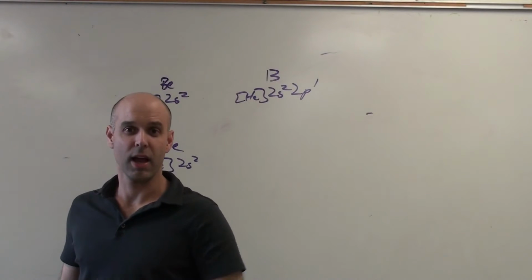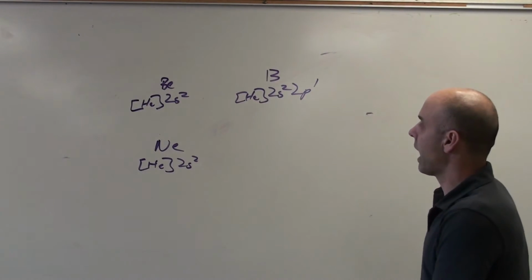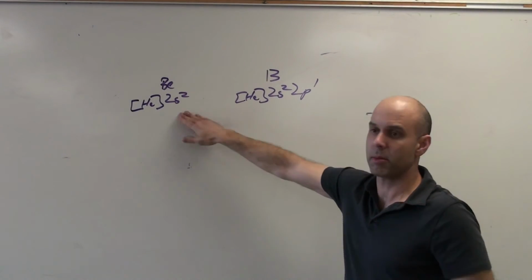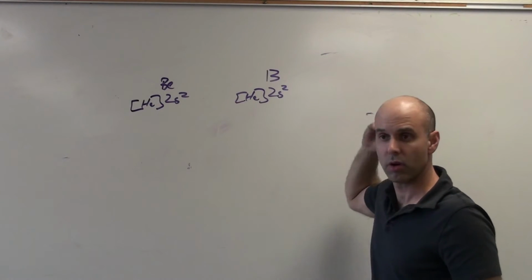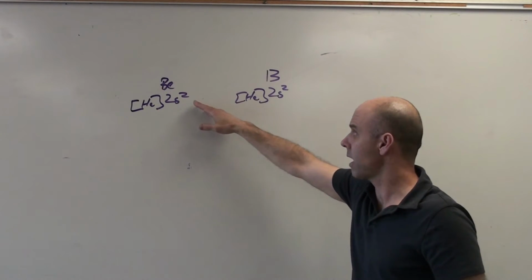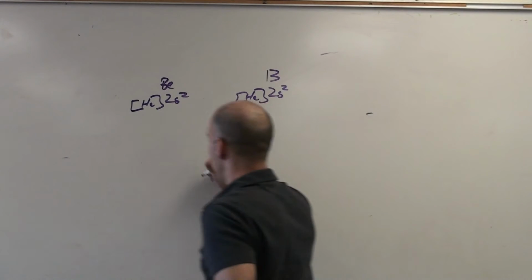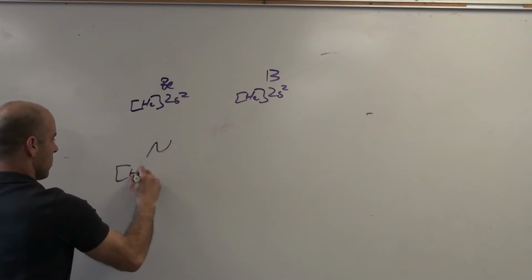Oh, and we're back. So a filled sublevel, like beryllium, is going to be more stable than boron, because boron would love to get rid of one electron to be like beryllium. Okay, and if you can't have a full sublevel, then you want to be something like nitrogen, which is half-filled.